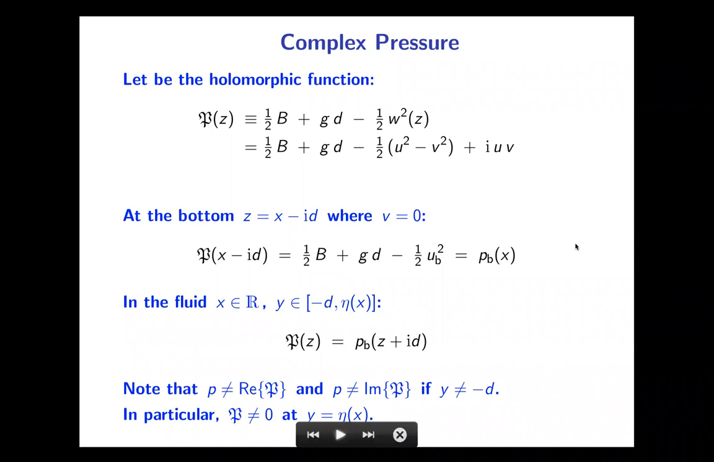Okay. So we are going to deal with this Gothic holomorphic pressure. I don't know if I should call that pressure, but let's call it pressure. It's convenient. So we have to note that the physical pressure P is neither the real nor the imaginary part of the holomorphic pressure, except at the bed. The physical pressure is zero at the free surface, but the holomorphic pressure is not. And we have to find out what the value of the holomorphic pressure at the free surface is.